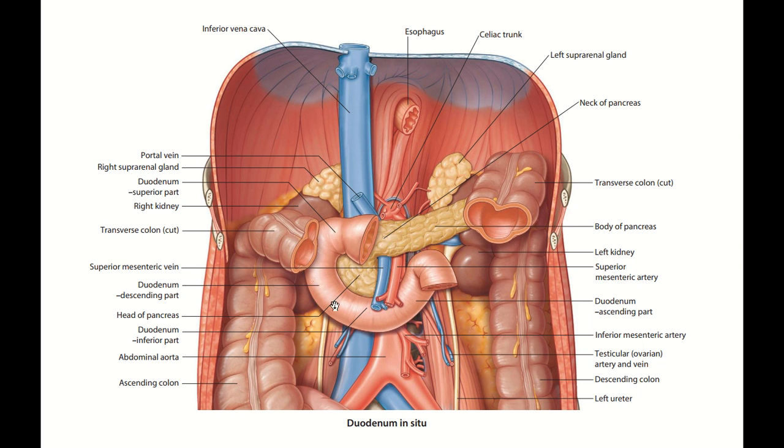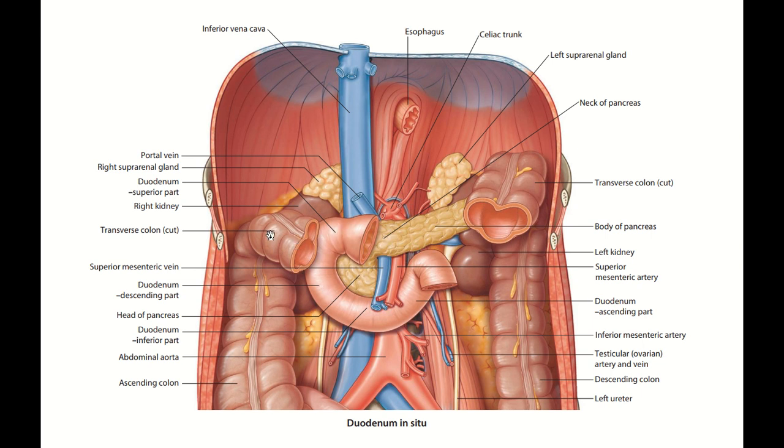The second part is the one that posteriorly is going to be sitting on the hilum of the right kidney. You can actually see the right kidney here. Good. And the right ureter. So posterior relations of the second part: you have the right kidney, the hilum of the right kidney, and the right ureter.